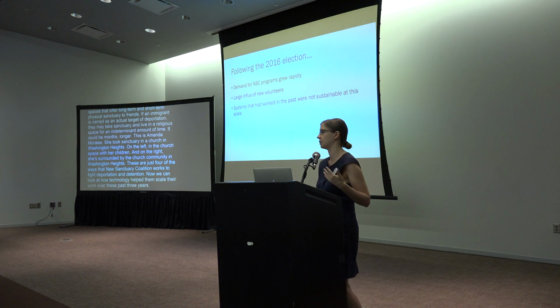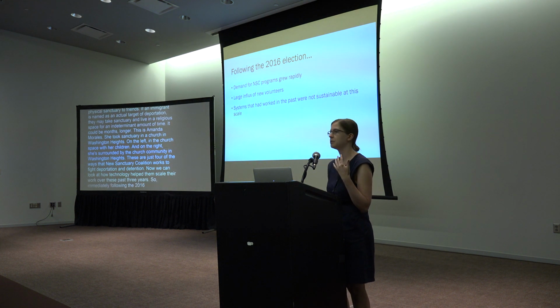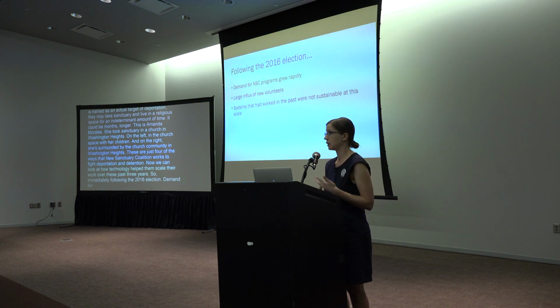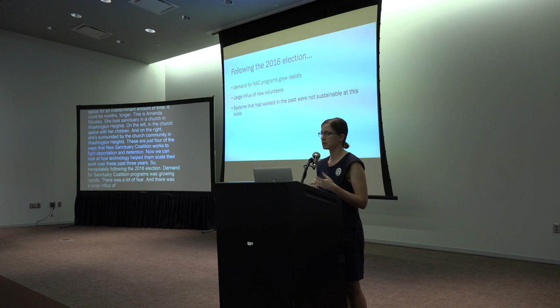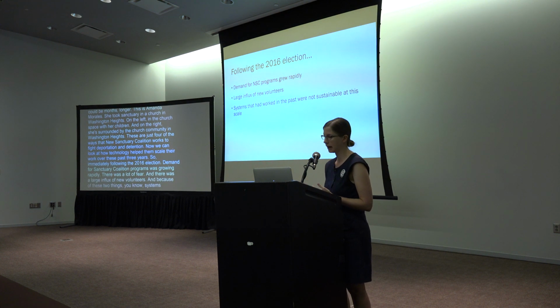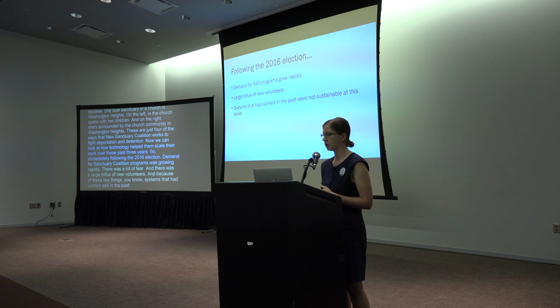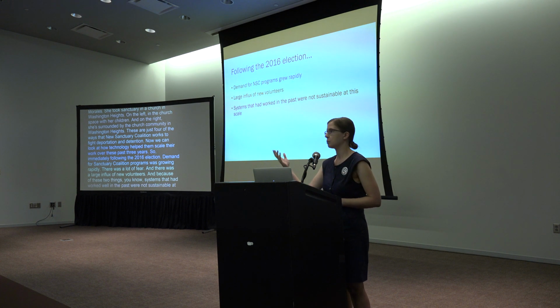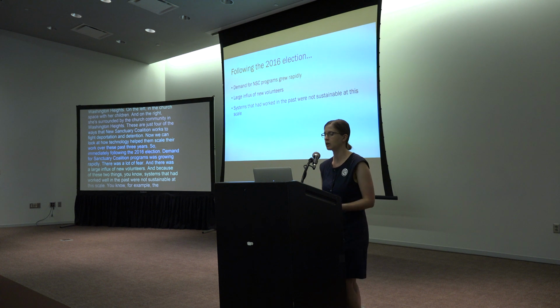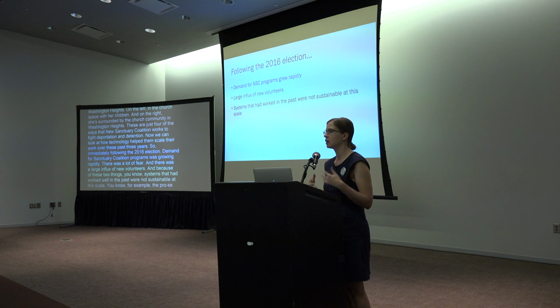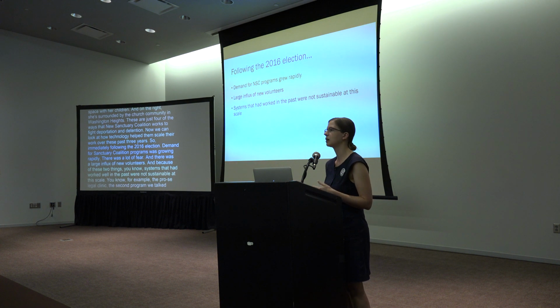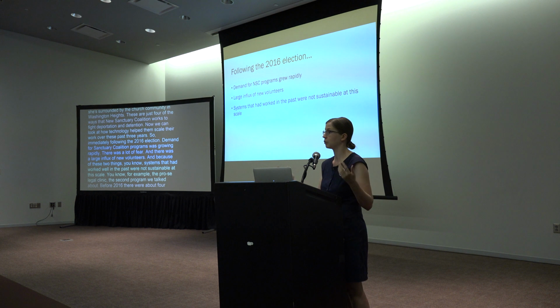So immediately following the 2016 election, demand for New Sanctuary Coalition's programs was growing rapidly. There was a lot of fear, and there was also a large influx of new volunteers. Because of these 2 things, systems that had worked well in the past were not sustainable at this scale. For example, the Pro Se Legal Clinic, which was the second program that we talked about: before the election of 2016, there were about 4 friends who would attend clinic per week. Over a period of a couple months, that jumped up to 40.